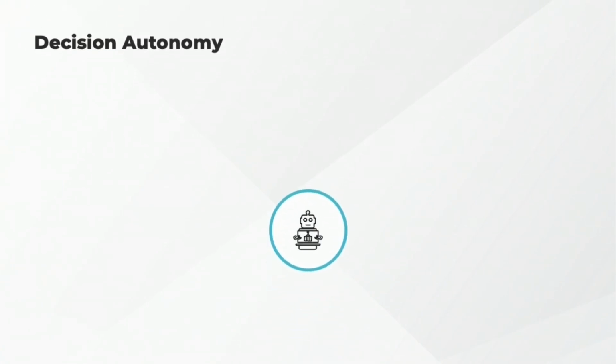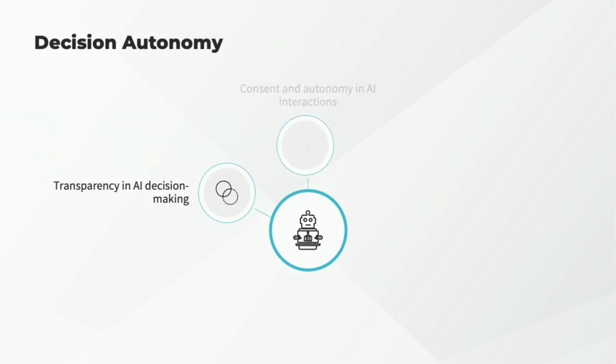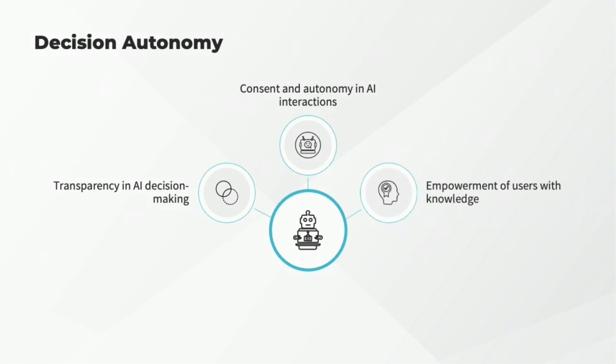And decision autonomy. Ensuring transparency in how AI models make decisions, particularly in critical areas like healthcare or finance, is vital. Users should have clear information on how decisions are derived and their potential implications. Mechanisms for explicit consent and opt-out options are essential, allowing users to retain autonomy in decision-making processes influenced by AI. And educating users about AI and its role in decision-making can empower them to make informed choices. This includes providing resources to understand AI recommendations and their limitations.